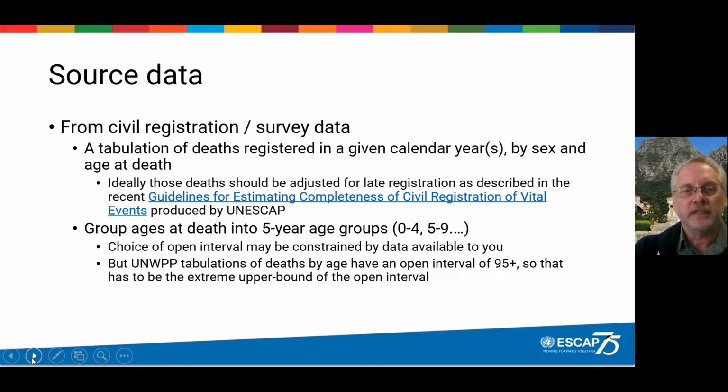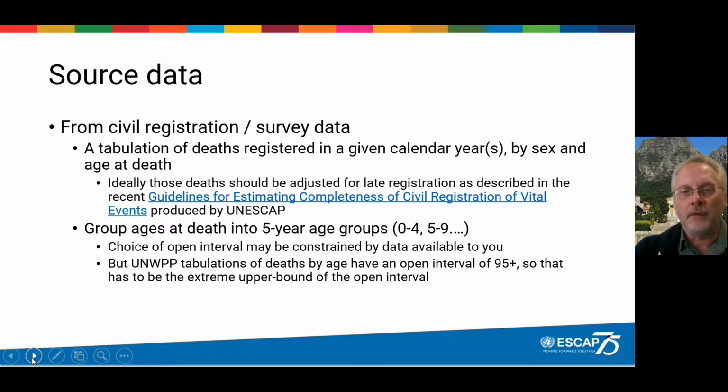Having produced that tabulation of deaths, we would then want to ensure that those deaths are grouped into the conventional demographic 5-year age groups, 0 to 4, 5 to 9, 10 to 14, and so on. The choice of the open interval, that last age group, which includes all deaths above a certain age, might be constrained by the data available to you or provided to you. In any event, the UNWPP produces tabulations of deaths by age, which have an open interval of age 95 and older. So that has to be the extreme upper bound of the open interval of the data you use.